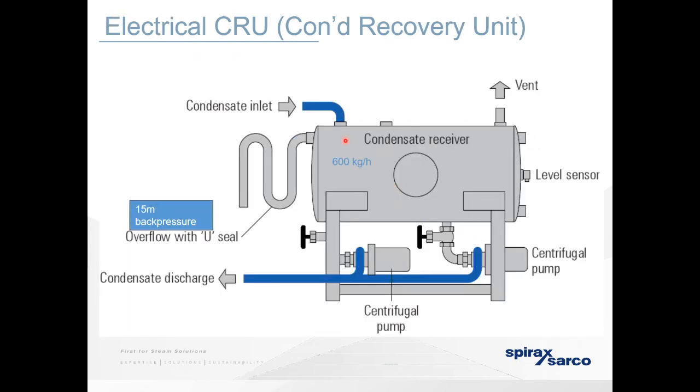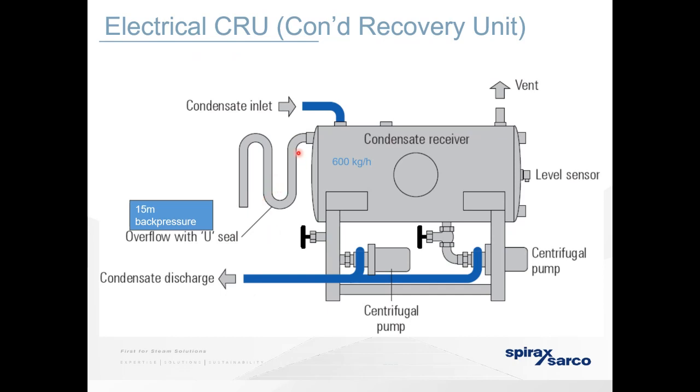So we go to the electrical versions. I think this may be similar to the system that the gentleman was asking about. On this one, you have a large receiver tank and a vent. This top section is effectively a lot bigger, but the same. But we have electrical pumps, which will be fired by a level sensor in here to push the condensate back down the line. So back pressure here is important.